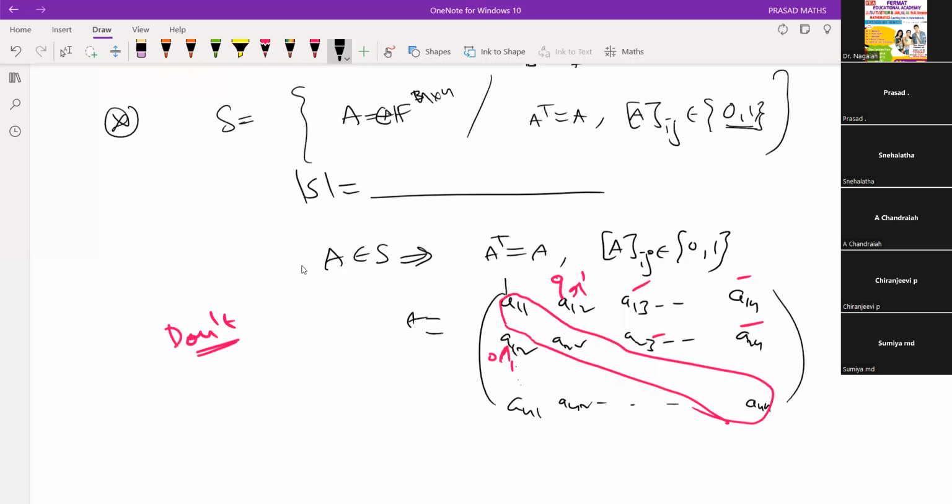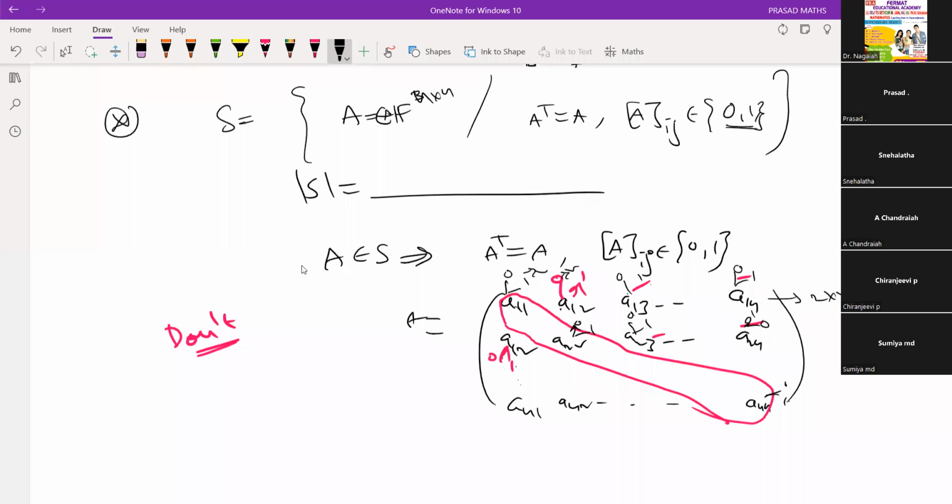So A12 can be filled by 0 or 1, so two choices. A13 can also be filled by 0, 1. A1n also can be filled by 0 or 1. Similarly, this is filled by 0 or 1, this is also filled by 0, 1, this also, and this also. Now tell me, this has two choices. What is it?